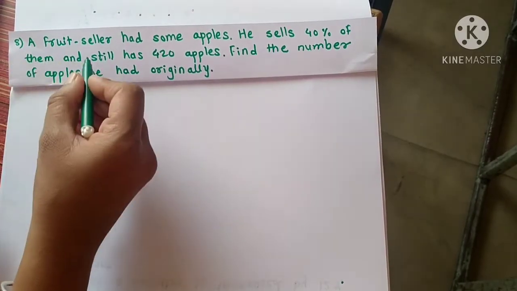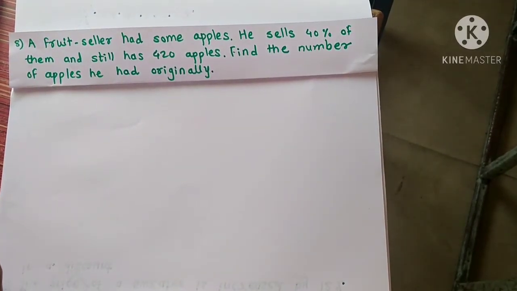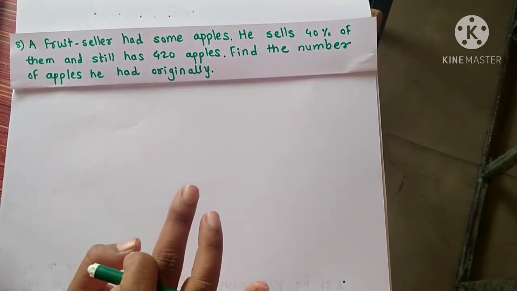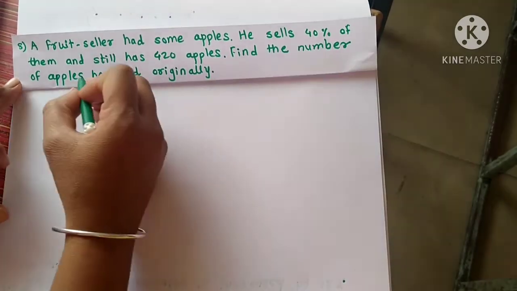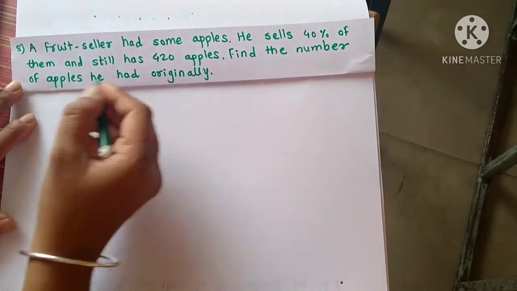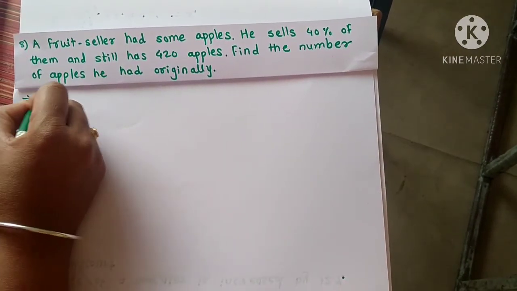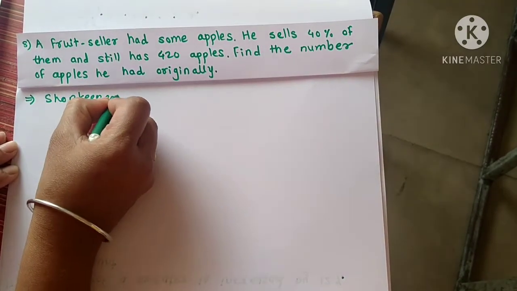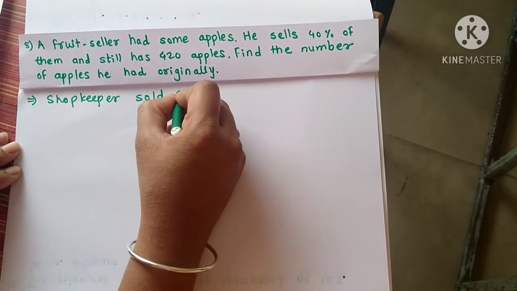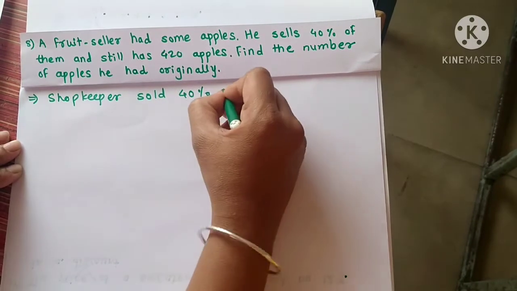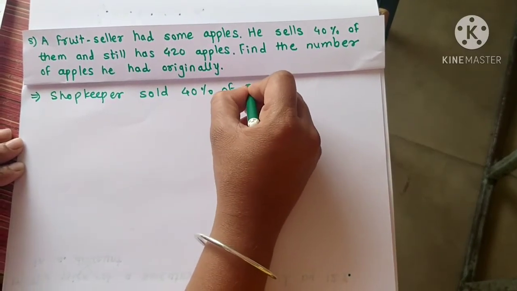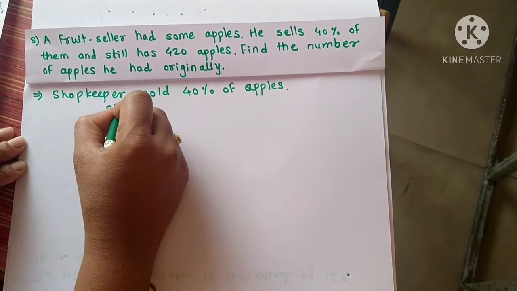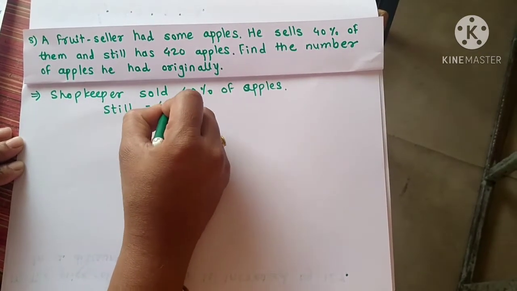Question number 8. A fruit seller had some apples. He sells 40% of them and still he has 420 apples. Find the number of apples he had originally. So first of all we are going to write: the shopkeeper sold how many percent of apples? 40% of apples he already sold, and still he has 420 apples remaining with him.